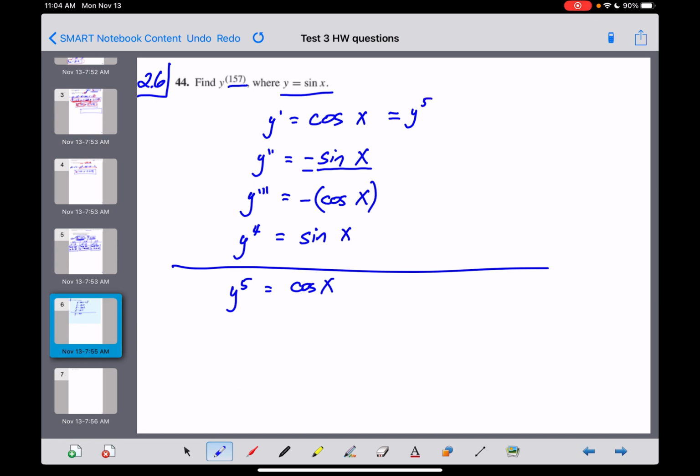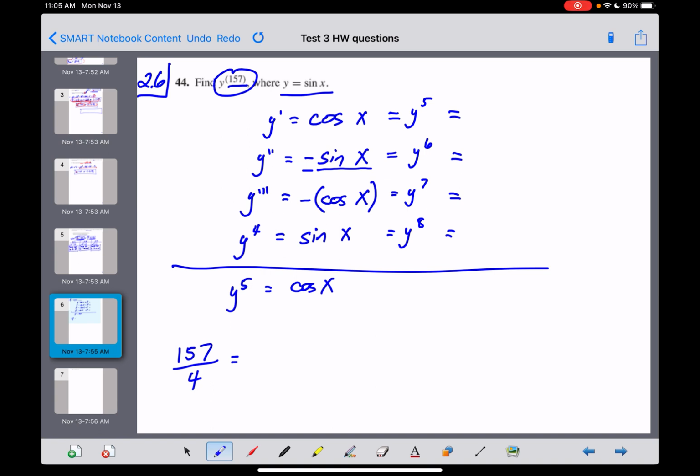And now, as I think you guys can hopefully gather, this negative sine of x is going to be the sixth derivative. Negative cosine of x is going to be the seventh derivative. Sine of x is going to be the eighth derivative, and so on and so forth. So what we really need to do is figure out where 157 is going to end up in this particular pattern right here. So what I would do, guys, is take 157 and divide that by 4.